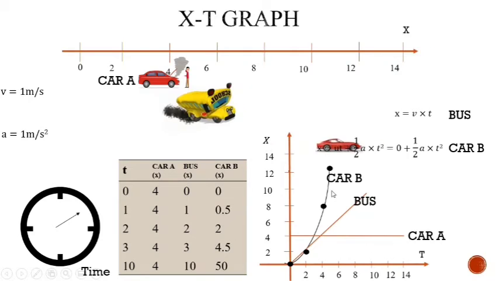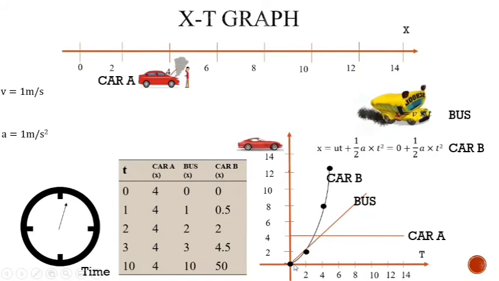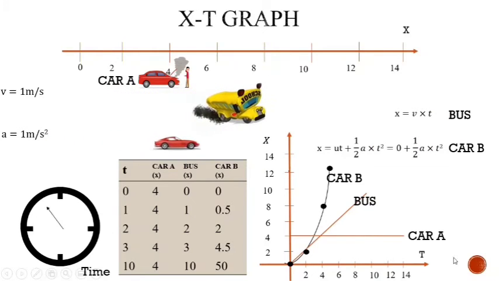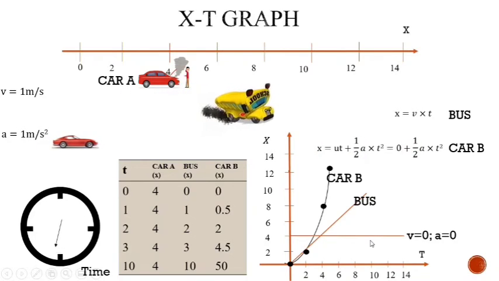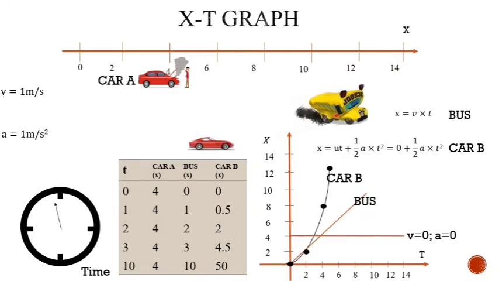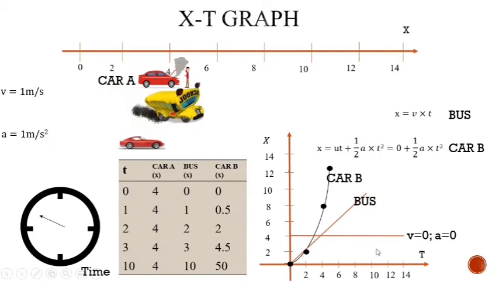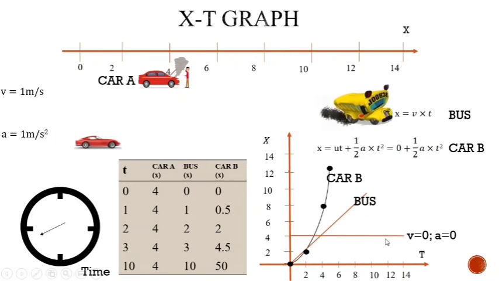Now we can see that the car B is accelerating, and accelerated motion will be represented by a curve on the x-t diagram. So we can conclude from these three different cases that a horizontal line indicates velocity equal to 0 and acceleration equal to 0, whatever may be the object. So the object is not relevant, only looking at the graph you should be able to understand what is the velocity and acceleration for that particular object.